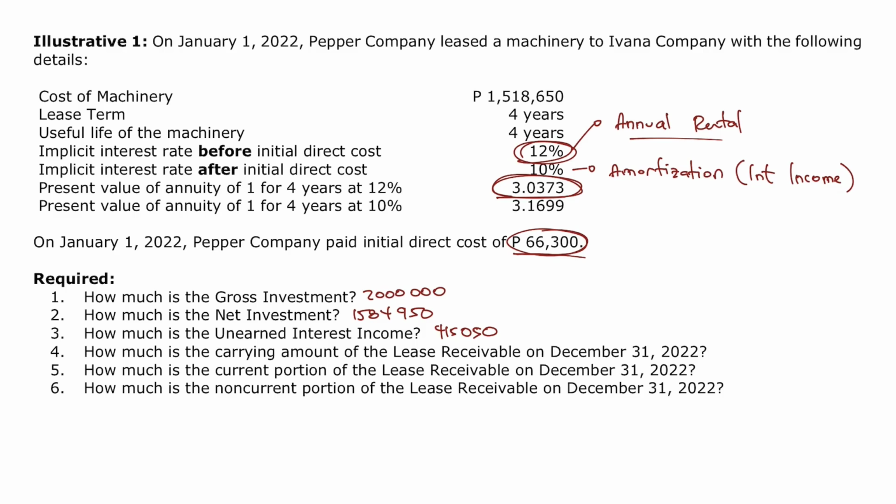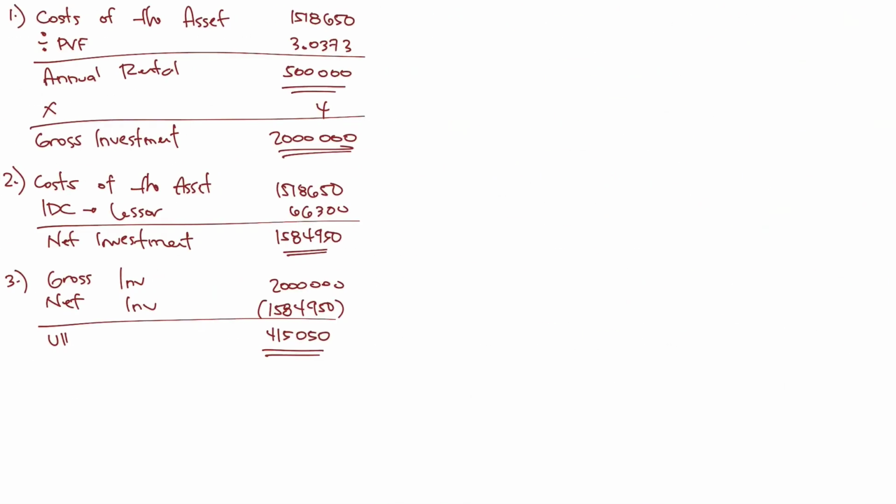Nagkakaintindihan ba? Now, number 4 tayo. How much is the carrying amount of the lease receivable on December 31, 2022? Okay? So, once again, binigyan kita ng shortcut, no? Kung paano mag-compute ng carrying amount at the end. Ano yung shortcut na yun? Well, sabi ko sa'yo, carrying amount at the end is actually equal to carrying amount at the beginning times 1 plus the effective rate, which is the implicit rate, minus the payment. Again, minus po yung payment.